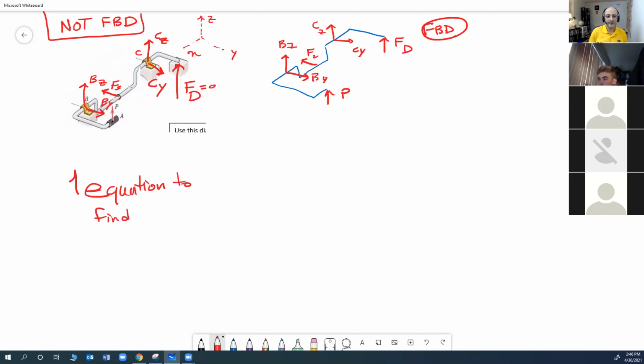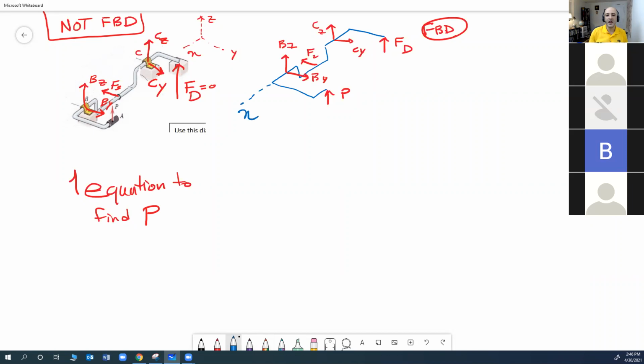Summation of forces in the z direction. I have too many unknowns. I have BZ and, oh wait, yeah, CZ. Never mind. I see it. Yeah. Moment about x-axis, exactly. So this is x-axis. So if I take summation of moment about x-axis equals 0, as if it's like this. This is my x-axis.